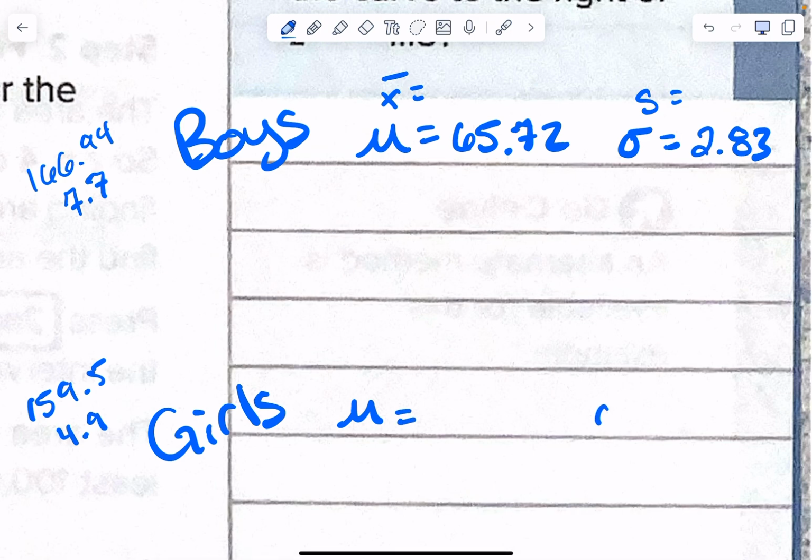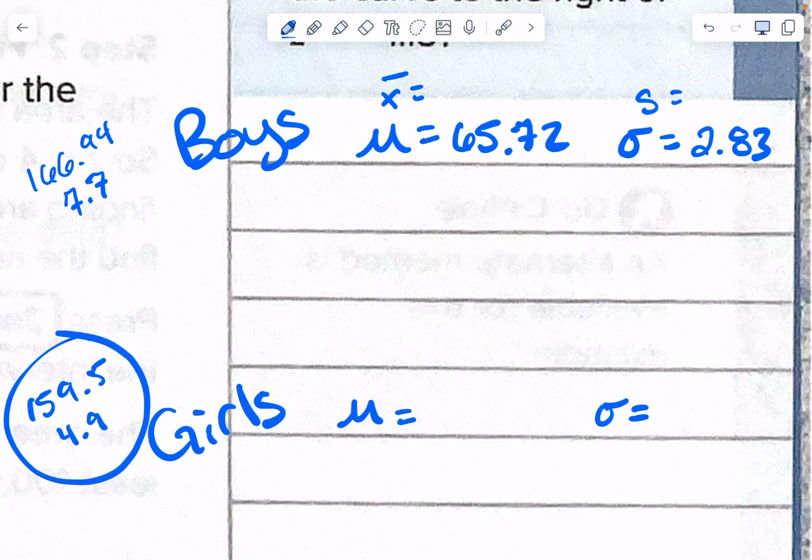I need 159.5 and 4.9. Go. What do you think the average height is for a 16-year-old male? 5'5". Girls is 62.8. And the standard deviation? Sigma? 1.93.